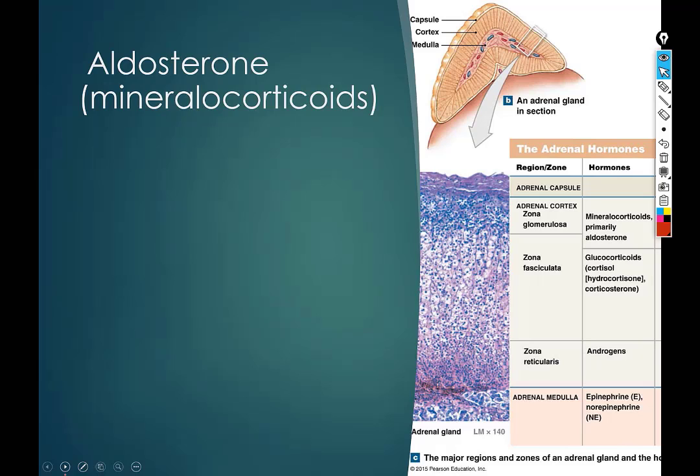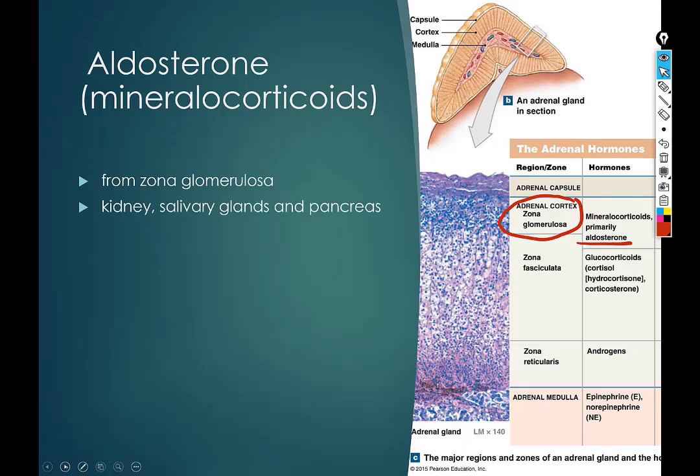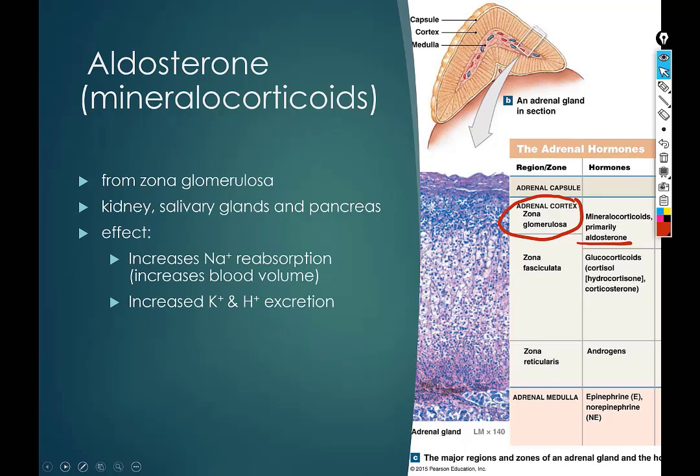So, let's talk about the mineralocorticoids. We're primarily going to talk about aldosterone. There are others, but worry about aldosterone only. So, the zona glomerulosa releases aldosterone. This is a hormone that does a bunch of things. Primarily, what it's going to do is change water via ions.